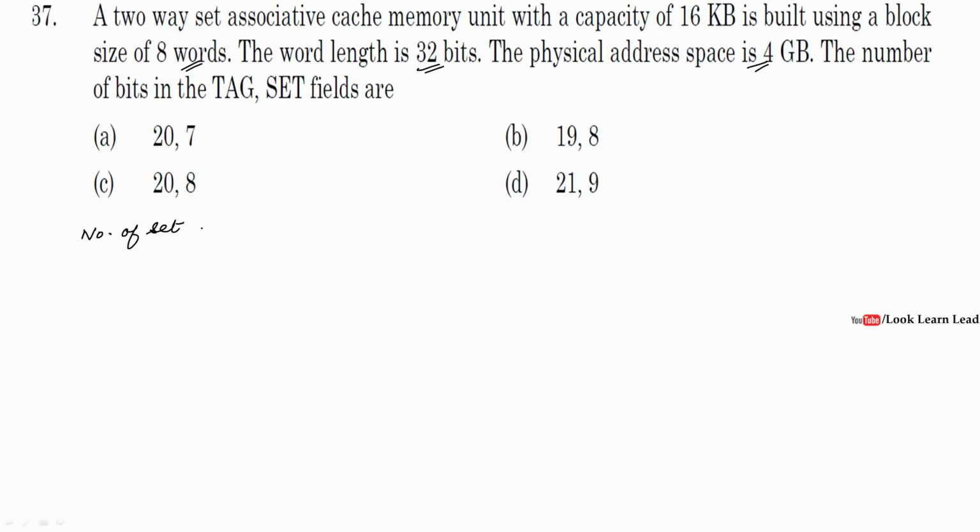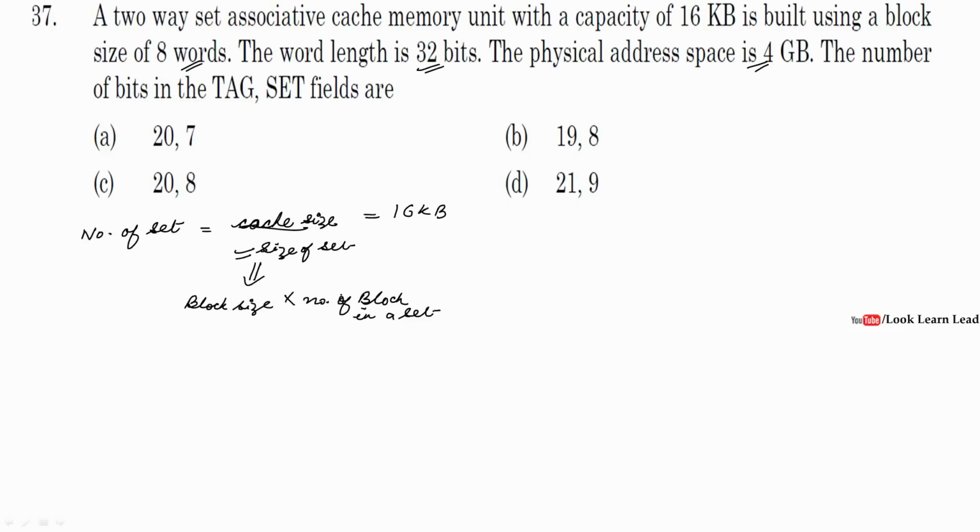So number of sets is equal to cache size upon size of set. Cache memory size is 16 kilobyte, we all know. And what is the size of set? Size of set is equal to block size into number of blocks in a set. Block size is given, 8 words.